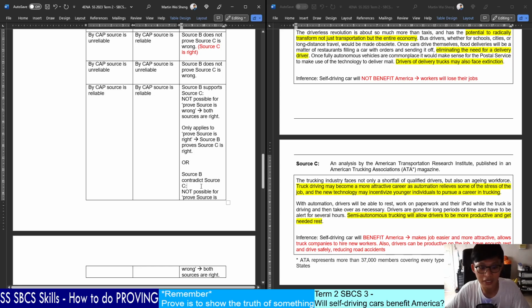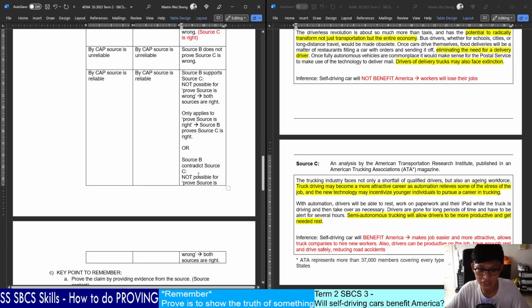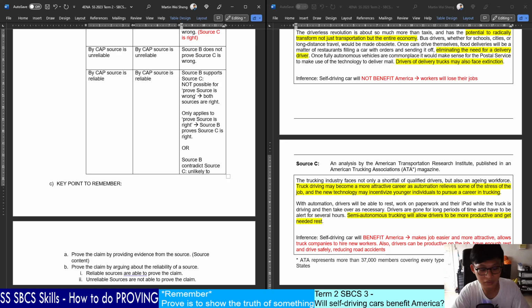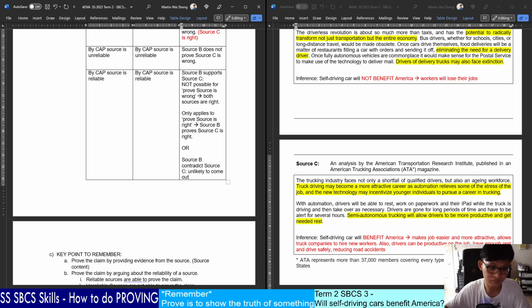So does B prove that C is wrong? In this case, it's actually self-contradictory. So it is not likely for such questions to come out. So I will just put over here: unlikely to come out. So in this last scenario, this one is really unlikely to come out, so you don't need to worry too much about it.